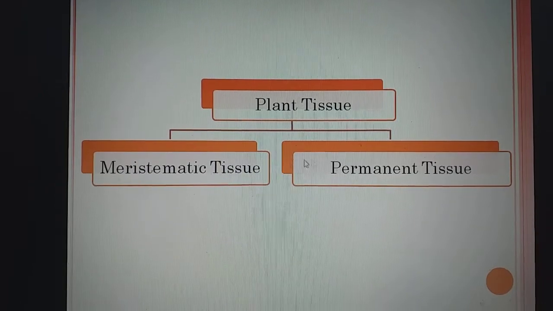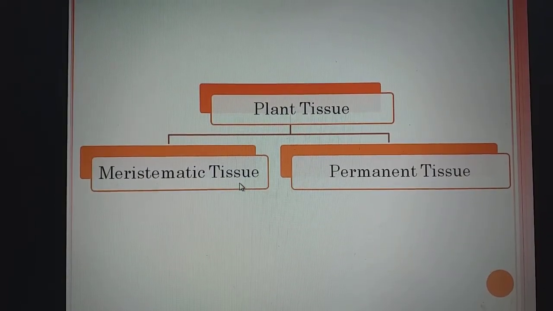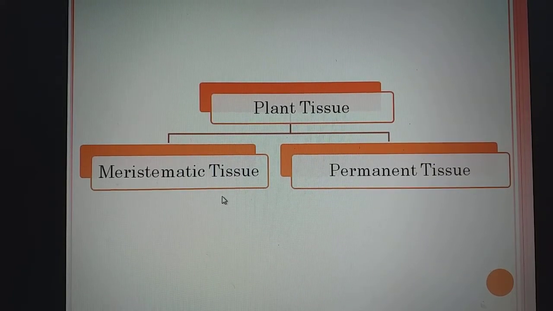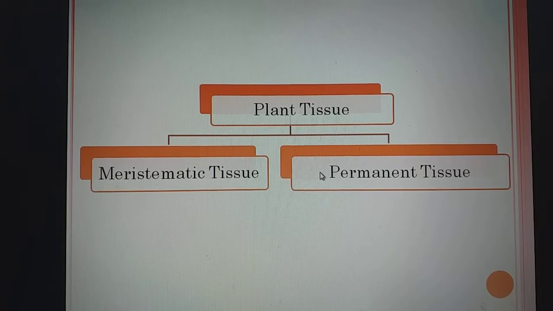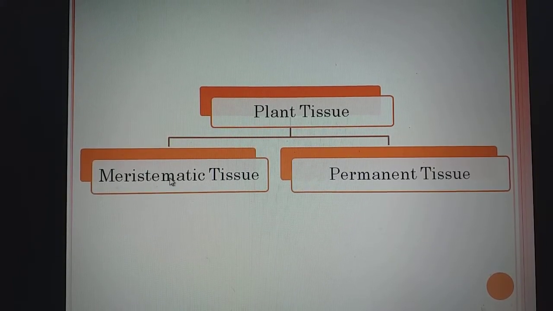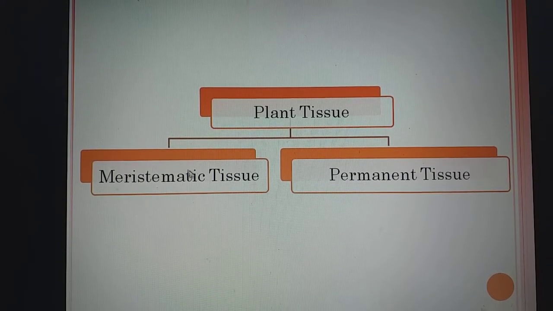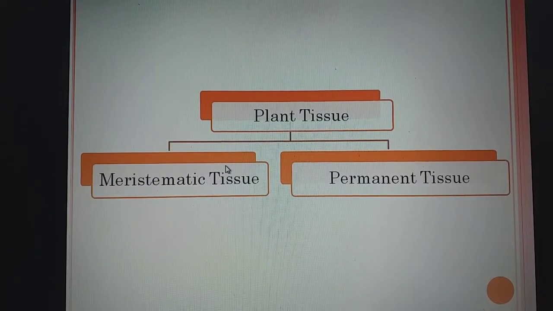Now you can think that those tissues which have the capacity to divide can help in growth and development, whereas those which have lost the power of division help to give mechanical strength. So now we will study the meristematic tissue, but before we study it, we will do activity 6.1.